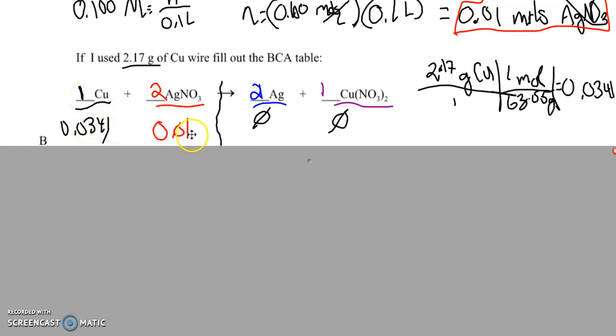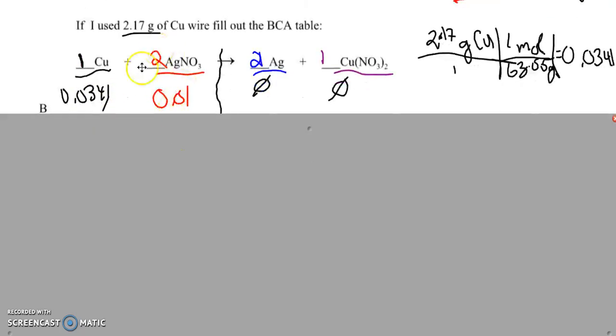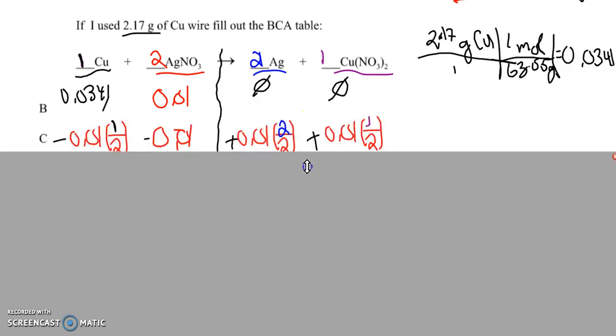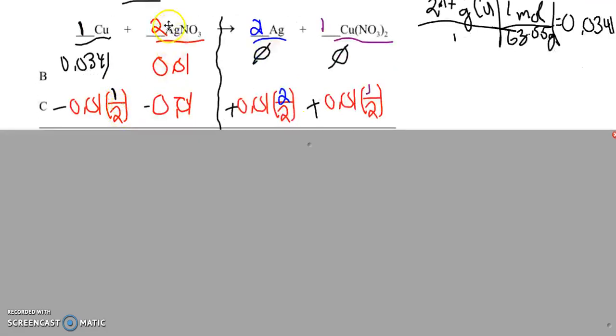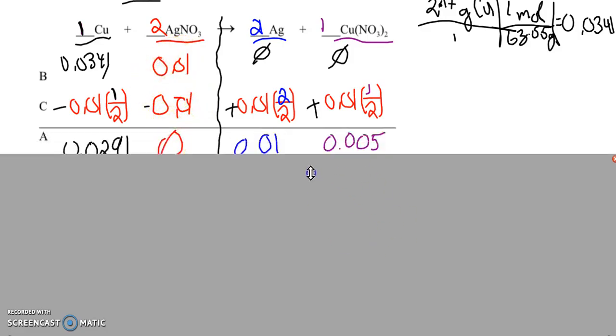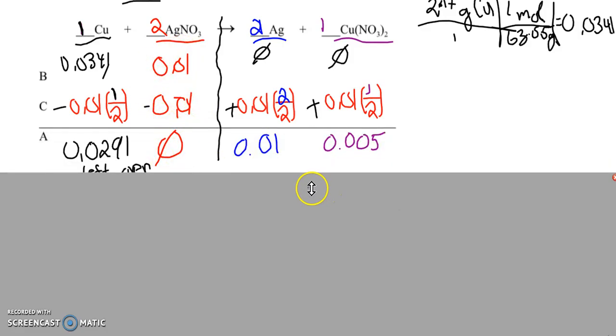And if you look, I have a lot less silver nitrate than copper. So what must I run out of first? It must be the silver nitrate. So I want you to focus right here. We're going to use up all of that silver nitrate, and none of it will be left over.